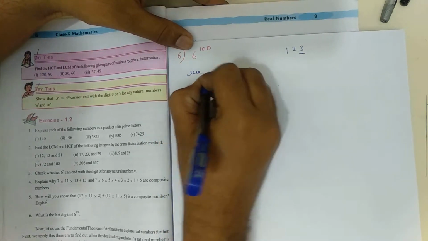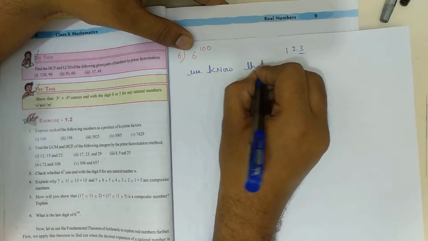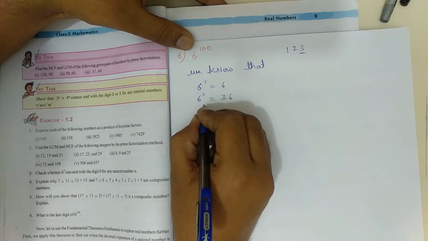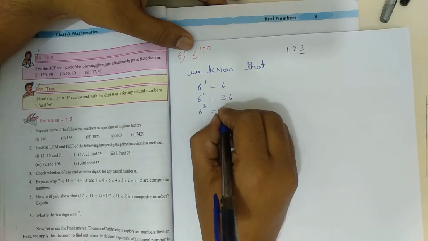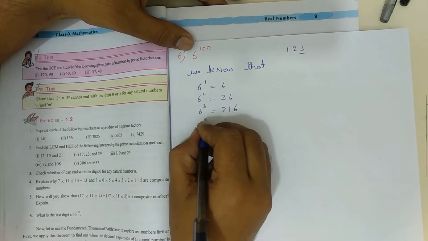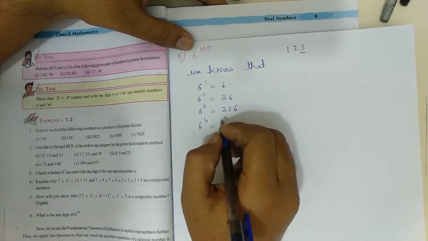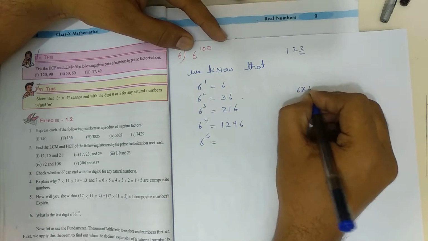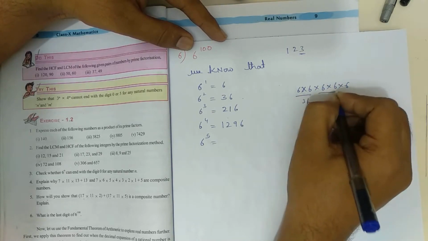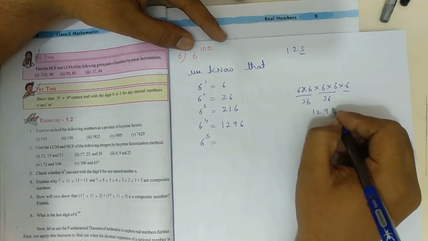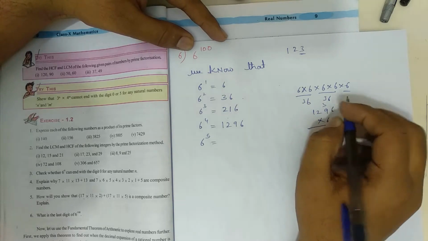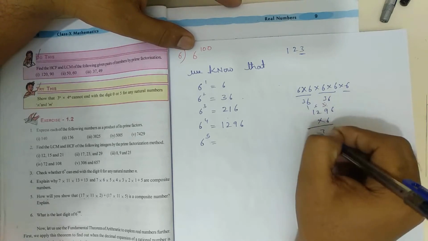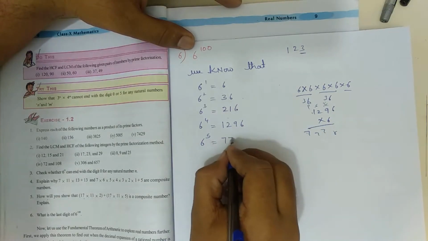Okay, so we know that 6 power 1 is 6. 6 square is 36. 6 cube is 6 into 6 into 6, that is 216. 6 power 4 is 36 into 36, that is 1296. 6 power 5 is 1296 into 6, which gives 7776.